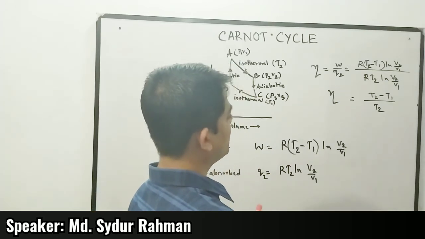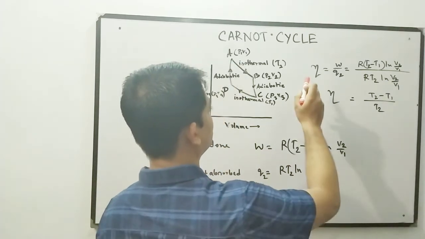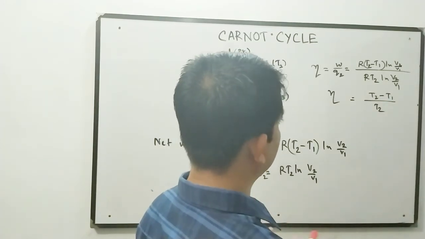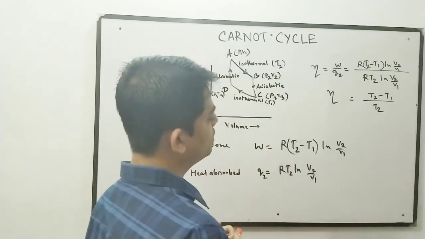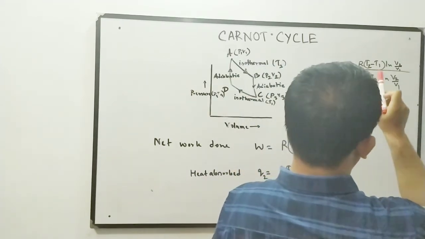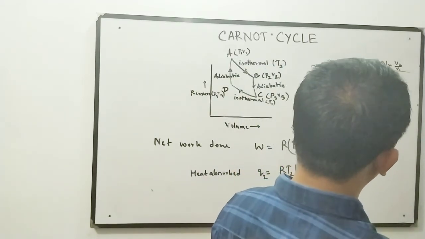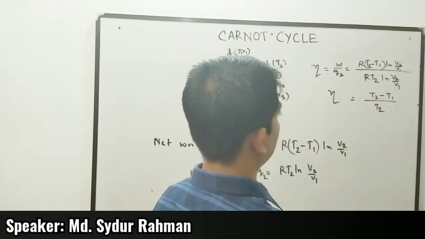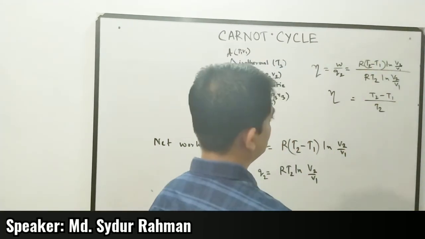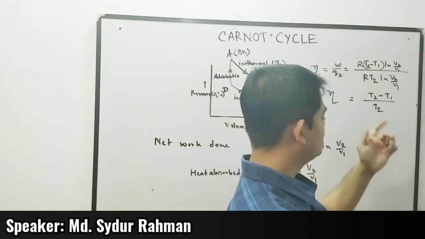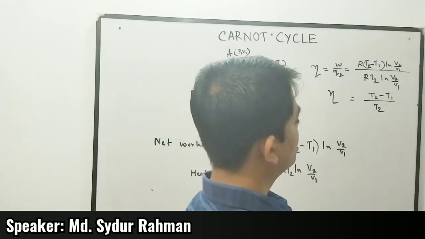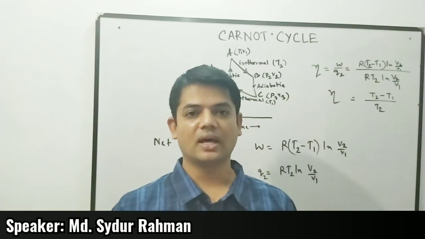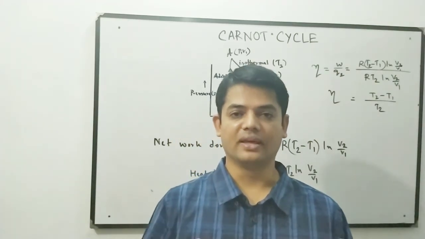So the thermodynamic efficiency of a Carnot cycle is expressed as eta, and this eta is equal to W by Q2, that is R (T2 minus T1) ln V2 by V1 divided by RT2 ln V2 by V1. And by solving this, we get eta is equal to (T2 minus T1) by T2. And this is the ultimate expression of thermodynamic efficiency of a Carnot cycle.